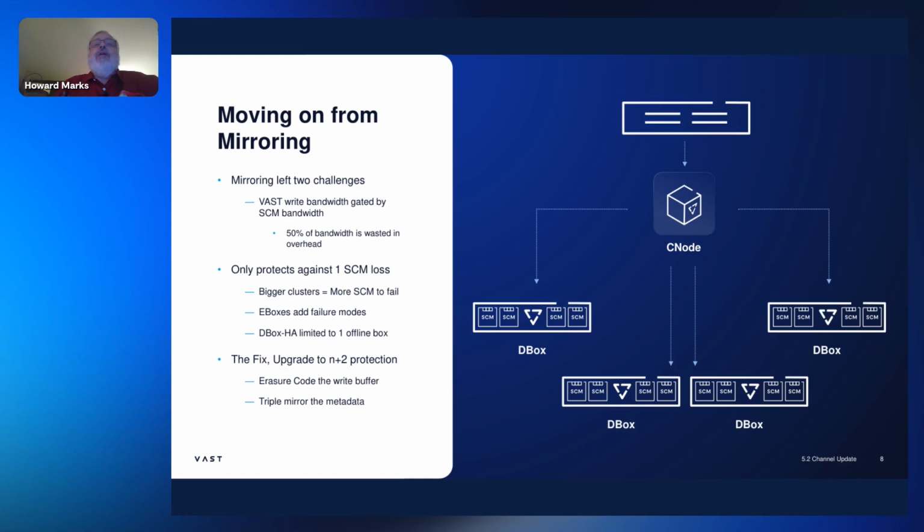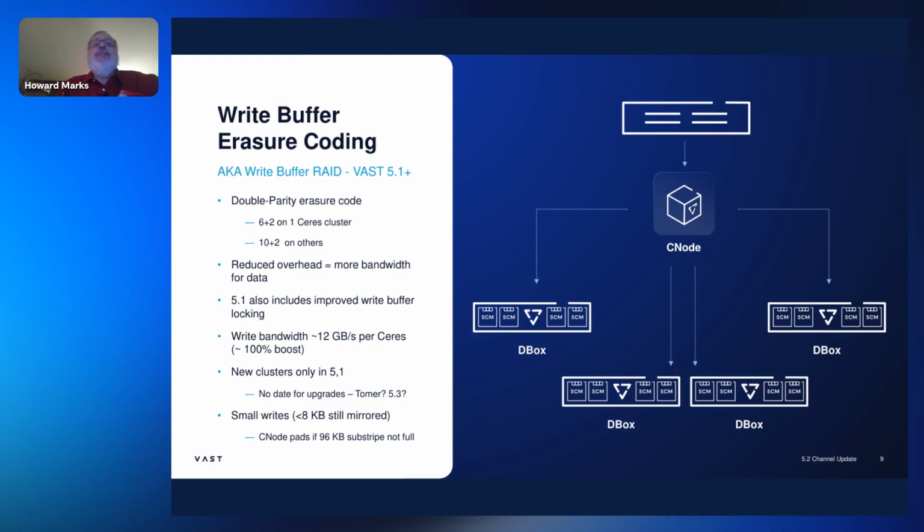And so we're moving all of the SCM data from being protected by mirroring to being protected by N+2 protection. For the write buffer, where we're primarily doing large sequential writes, we erasure code the write buffer and we triple mirror the metadata so that we can still do small, low latency updates. Write buffer erasure coding, which sometimes is called write buffer RAID, although remember we're doing distributed erasure coding, so RAID isn't quite the right word, appeared in VAST 5.1.